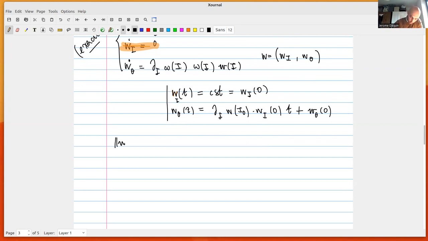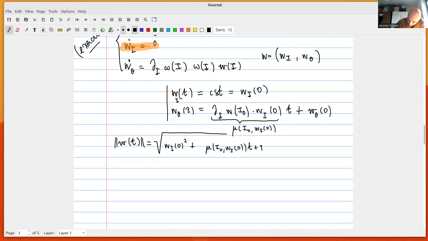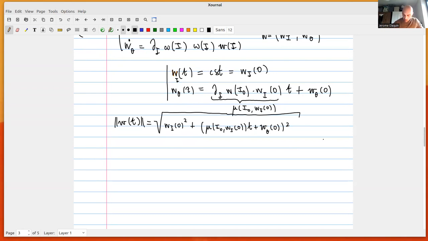Any remark, question? Then from that, you get that W of T. So to save time, I will denote this quantity by mu of I zero and WI zero. So you get that the norm of the tangent vector will be square root of WI zero square plus mu I zero WI zero T plus W theta zero square. And this is equivalent asymptotically with the time t to the following estimate, which is t mu t times mu.